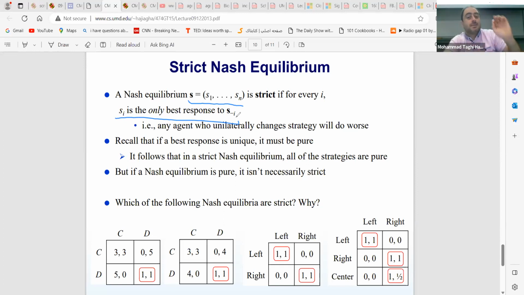In the definition of Nash, we don't say that. We say that if you take any other action, you cannot gain anything. It means that you may get the same, essentially. But in the strict case, any person should lose if he or she changes his strategy.